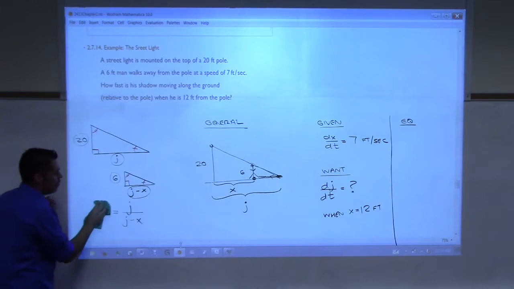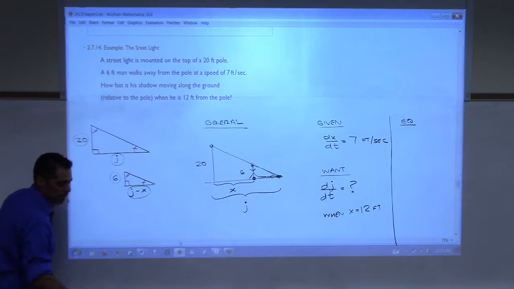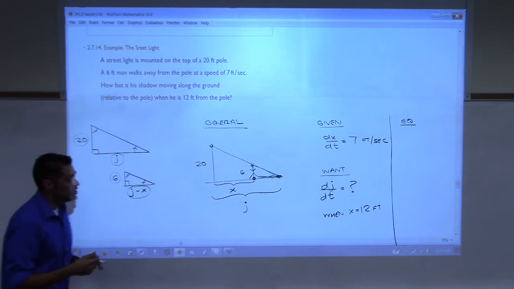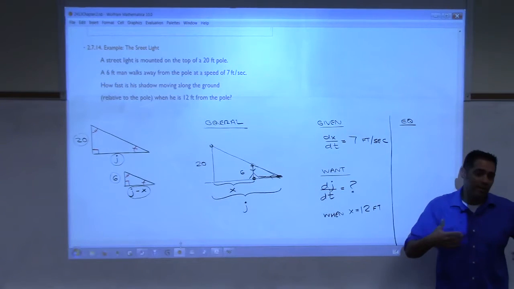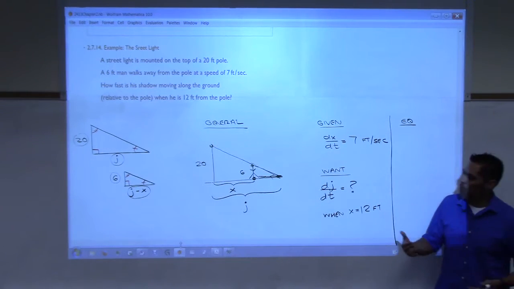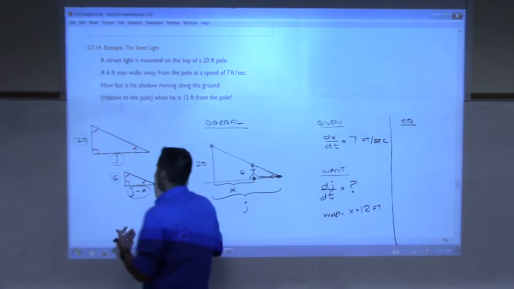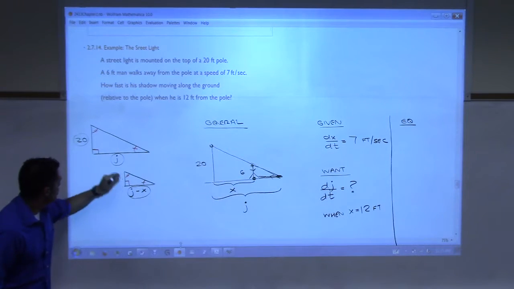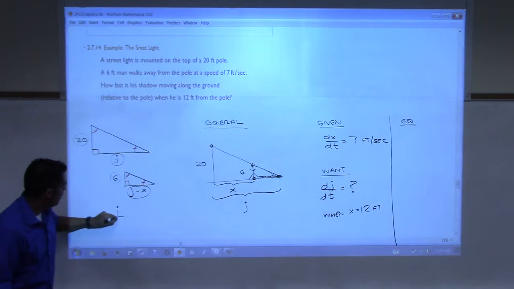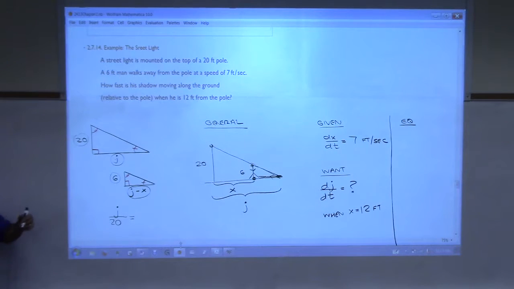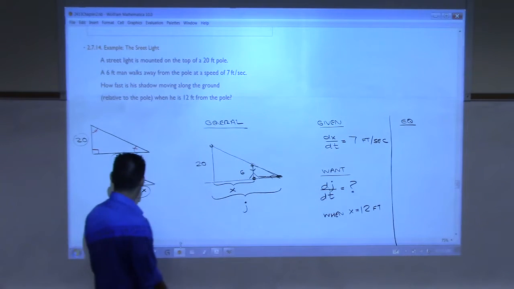I'm going to think about what I'm trying to do. I'm trying to come up with an equation that relates j and x together. I'd like for my j's and x's to be in the numerator if at all possible. So when I set up my ratio, I'm going to do this. J over 20, okay, I can do that. J over 20 must equal what? J minus x over 6.